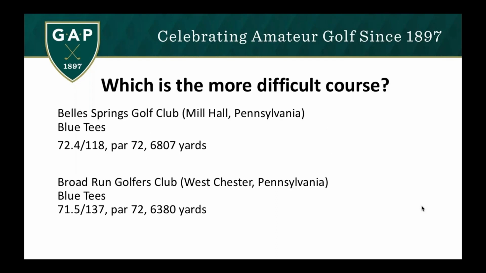So, question here, which is the more difficult golf course? We're comparing 2 courses here, Bell Springs Golf Club in Mill Hall, Pennsylvania. From the blue tees, it plays about 6,800 yards, has a course rating of 72.4, a slope rating of 118. And then Broad Run Golfers Club in Westchester, Pennsylvania. Again, the blue tees played just shy of 6,400 yards, has a course rating of 71.5 and a slope rating of 137. Most golfers would make the assumption, since that slope rating is considerably higher, that is the more difficult golf course.